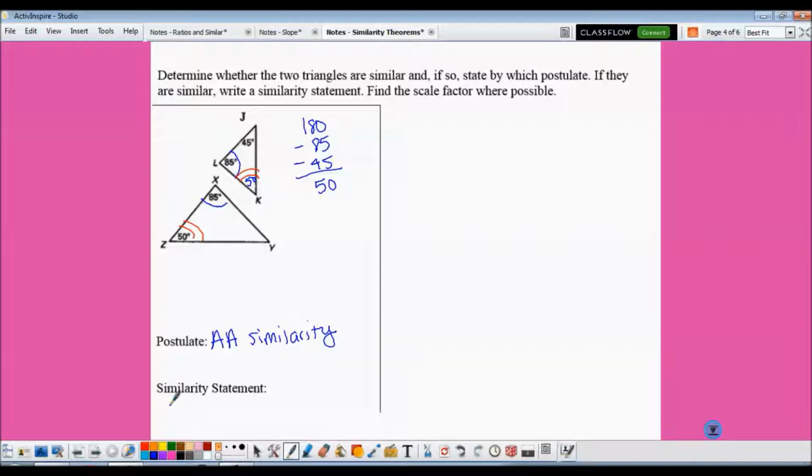And now let's write our similarity statement. Triangle XYZ is similar to triangle... Now we need to match up the angles. X was 85, so L would be first. Y, we didn't know from here, but it must be 45, so it's the same as J. And Z was 50, and K is 50.